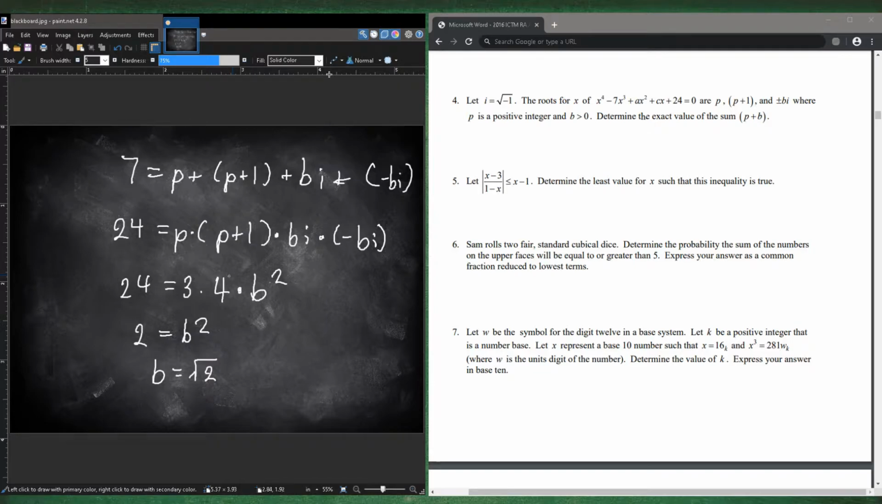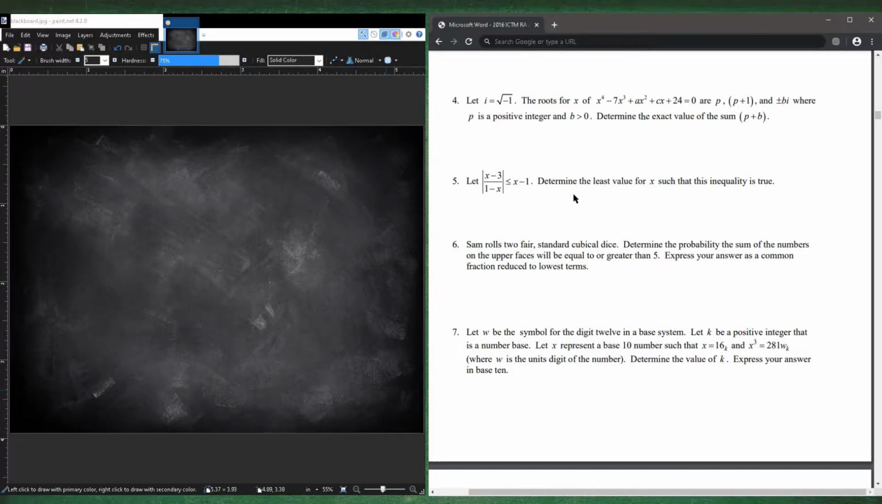So to find the exact value of p plus b, P, which we set right here, was equal to 3, and B is equal to square root 2, so the exact answer is 3 plus square root 2. And that's it. You just need to know your properties of polynomials.